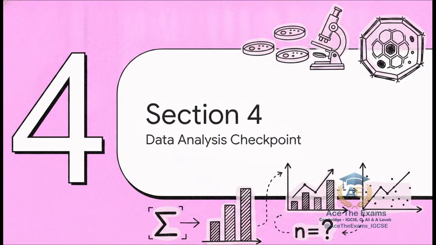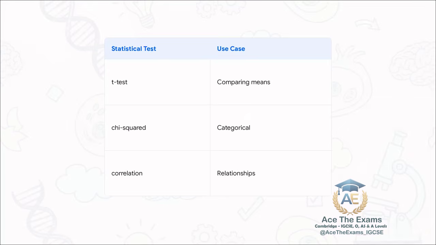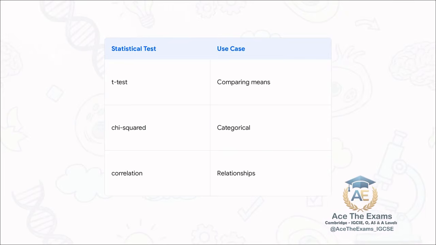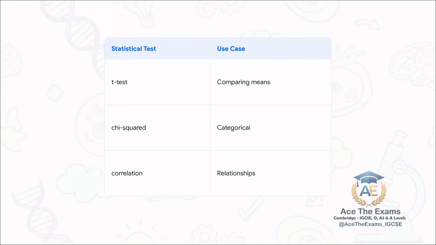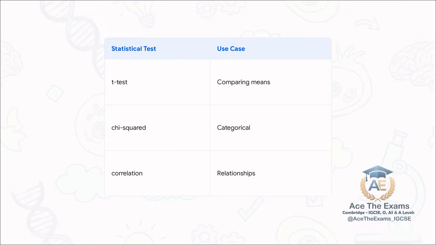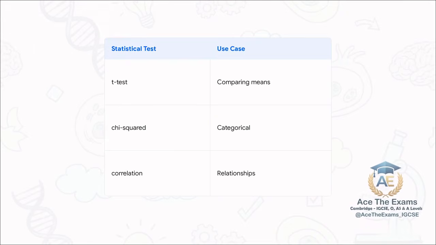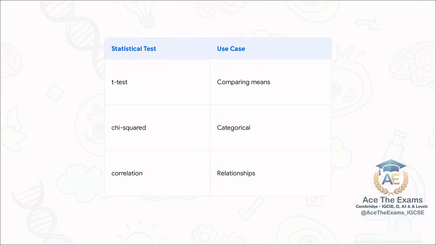Moving on to Section 4, the ultimate checkpoint: data analysis. Bridging the gap between biological theory and experimental data means you absolutely need to know your statistical tests. A massive part of handling and evaluating information in the syllabus comes down to interpreting data from practical investigations on plant cell walls. So here is your ultimate cheat sheet.